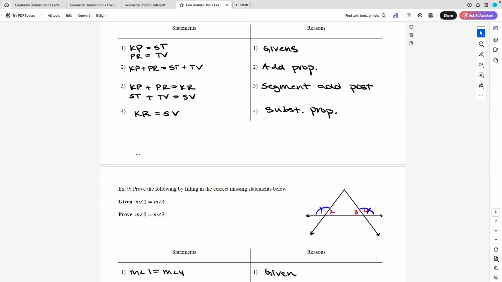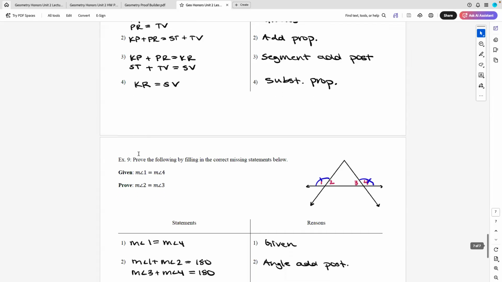So if we go through the process you have given, 1 and 2 add to 180, 3 and 4 add to 180. Personally, I like to say linear pair, because a linear pair means 2 angles add to 180, but angle addition postulate's okay. So if these both equal 180, what do you think the third statement's going to be? What logically follows? This is why I care about the logic.